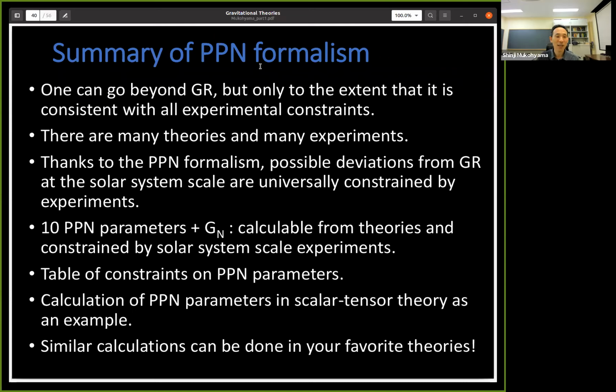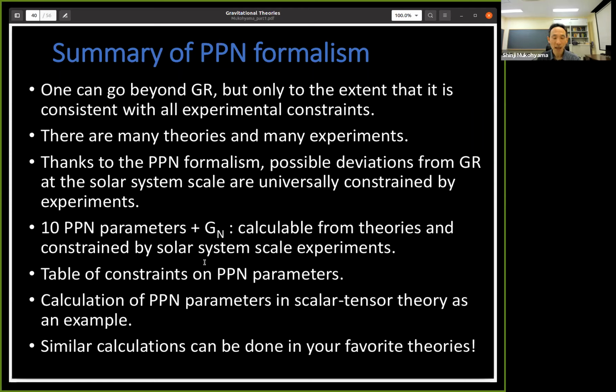Okay, so let me summarize PPN formalism. We can go beyond GR, but only to the extent that it is consistent with all experimental constraints. There are many theories and many experiments, but thanks to PPN formalism, possible deviations from GR at the solar system scale are universally constrained by experiments. So we have 10 PPN parameters and G Newton. They are calculable from theories, and they are constrained by solar system scale experiments. So by computation from theory and constraints, we can constrain the parameters in the theory.